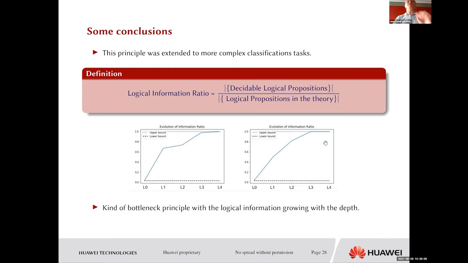Okay, then we have also done some experiments where, instead of considering three classes, we consider more classes. We considered what we call the logical information ratio, which is the number of decidable logical propositions at each layer divided by the number of logical propositions that can be generated in the theory. And you can see that when you go from the input layer to the output layer, this logical information ratio increases, and at the end, basically, you can decide everything in the theory.